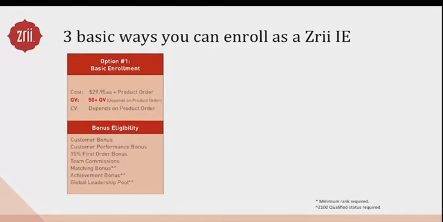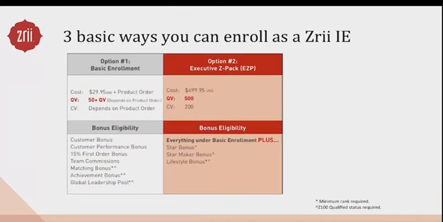Under option number 1, you pay a $29.95 annual membership fee and purchase at least 50 QV of Zrii products. QV stands for qualifying volume, which is generally equal to the US dollar value of the product purchase. Enrolling with the basic enrollment gives you access to many of the bonuses in the Zrii Prosperity Plan. Option number 2 is the Executive Z-Pack, or EZP.